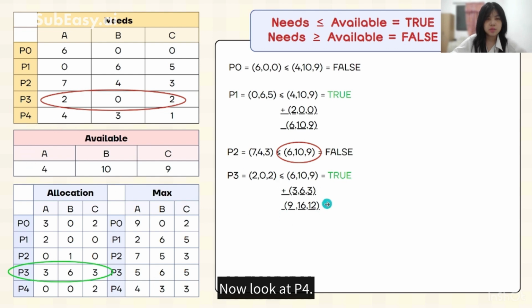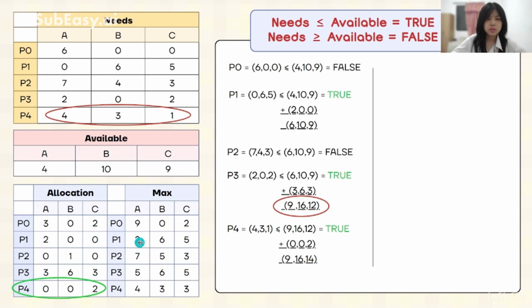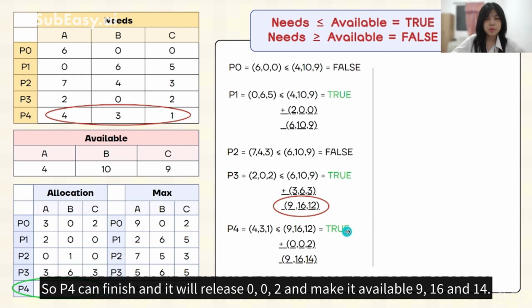Now look at P4. It needs 4, 3, 1, which is less than 9, 16, 12. So this is true. P4 can finish and it will release 0, 0, 2, making available 9, 16, and 14.